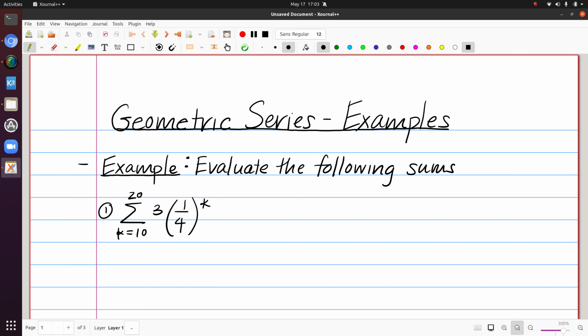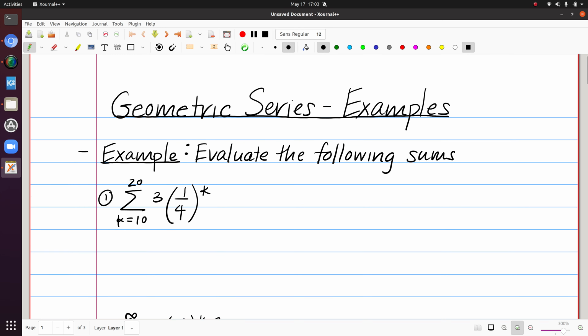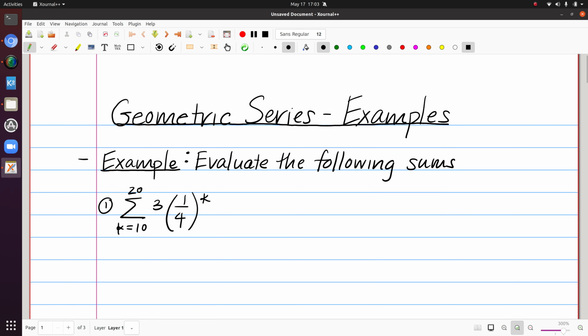Okay, let's now look at some examples involving geometric series. In particular, we want to try and use the formulas that we derived in the last video. So here we're going to evaluate the following sums. The first thing that you should notice here, beyond the fact that it has a geometric pattern, is that this is a finite geometric sum. There are finitely many terms, so I have to use the finite version of our formula.